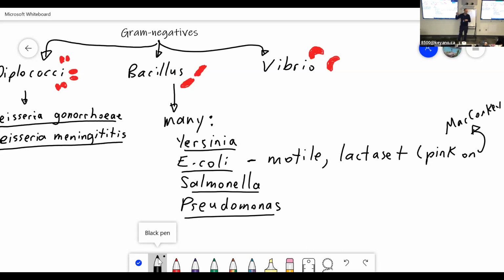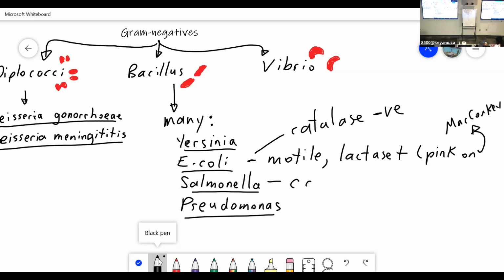Those are a couple of things we talked about. Motile, so they have flagella, lactase positive, and there are other tests as well. They're tryptophanase positive, which means they have an enzyme called tryptophanase. But again, we're not going to get into every single test you can think of. Okay, Salmonella. What was I going to say about Salmonella? Oh, one other note about E. coli. It's also catalase negative.